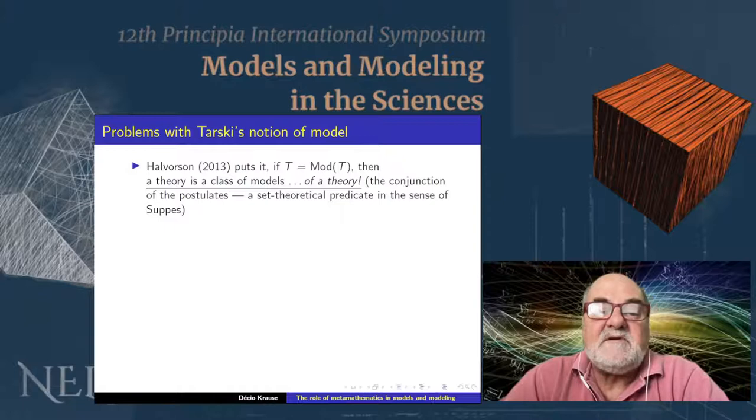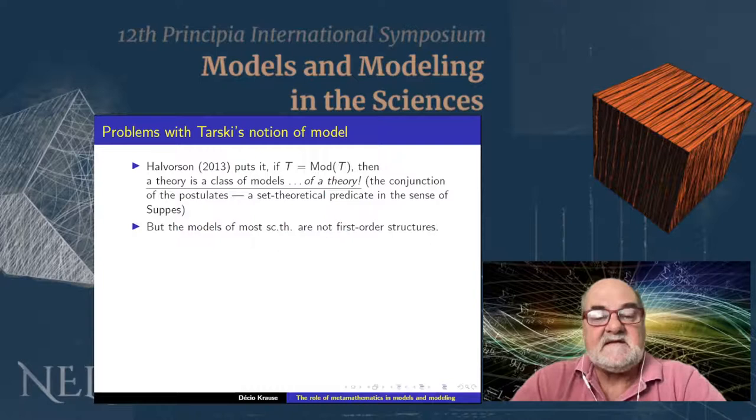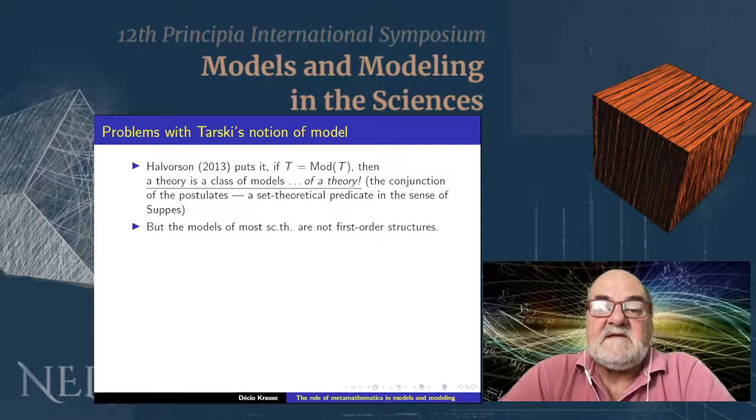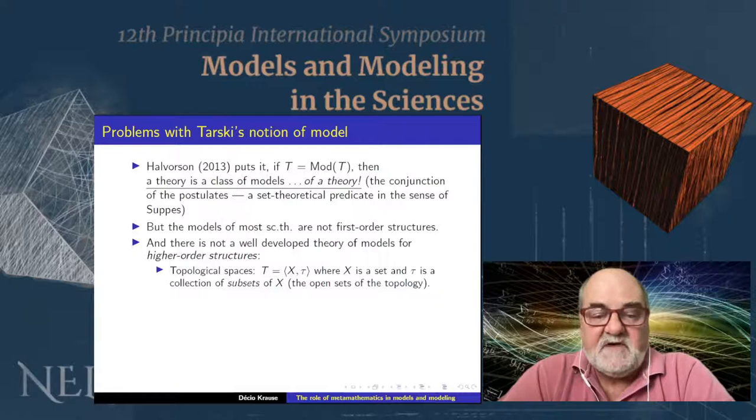You need to have the theory before. That is, the conjunction of the theory can be seen as the conjunction of the postulates, that is, a set of theoretical predicates in the sense of Suppes. But the models of most scientific theories are not first-order structures. This is a challenge for Tarski's approach. I will give some examples.